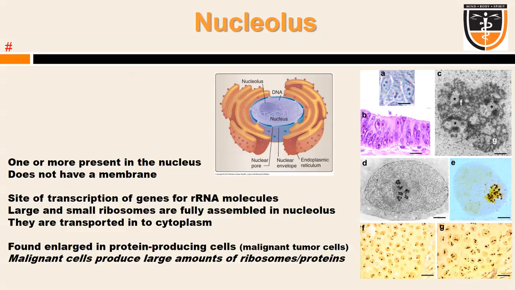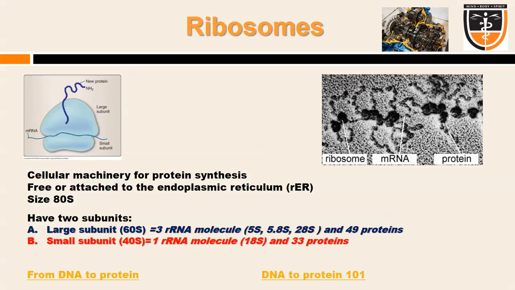Because why? They need to produce more ribosomal RNA. They need to produce more ribosomes. More ribosomes produce more protein. So you will see enlarged nucleoli in malignant cells. Okay? Cells that are producing a lot of protein, they're growing abnormally. So again, remember that malignant cells produce large amounts of ribosomes and specifically protein.